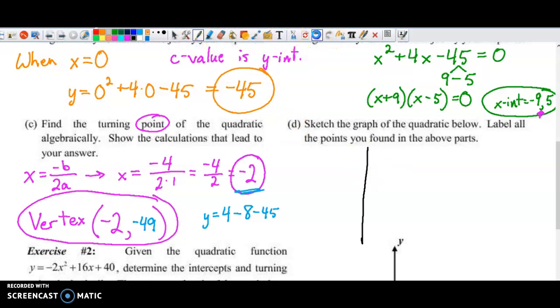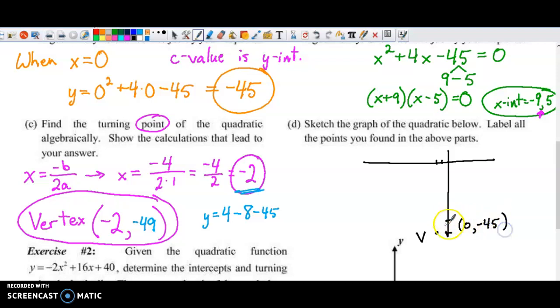How about this? I'll move it a little bit over to the right. Something like this. And it's going to go down to negative 49 for my vertex. It has a y-intercept of (0, -45). And what happens is it's going to cross the x-axis at 1, 2, 3, 4, 5. So right here, and then as well as 1, 2, 3, 4, 5, 6, 7, 8, 9. So my curve is going to go all the way down here.